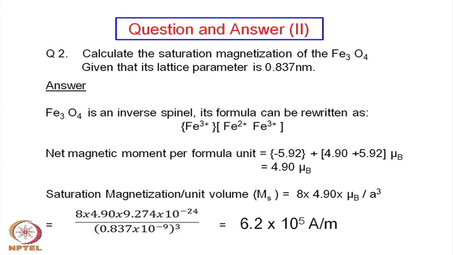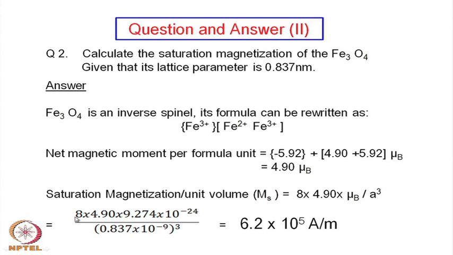And the 8 comes here because in the unit cell of the spinel, whether inverse spinel or normal spinel, there are 8 molecules in a unit cell. Okay. So, 8 formula units are there in each unit cell, that is the reason it has to be multiplied by 8. So, 8 into one formula unit gives you this much of magnetization and divide it by the volume.